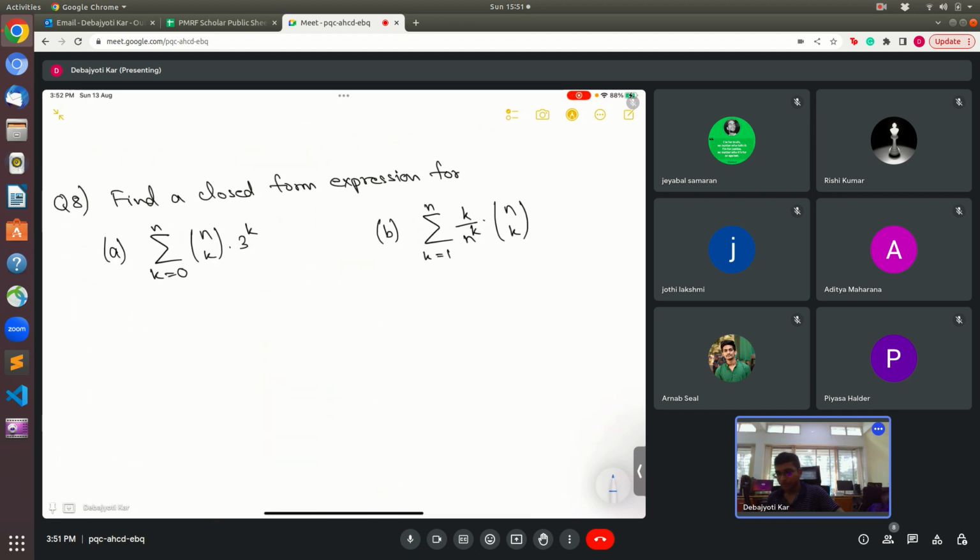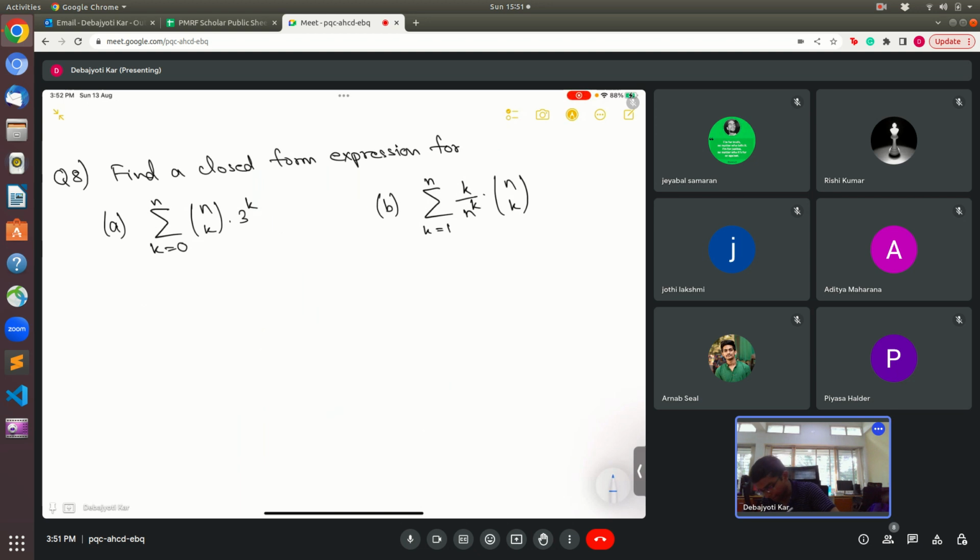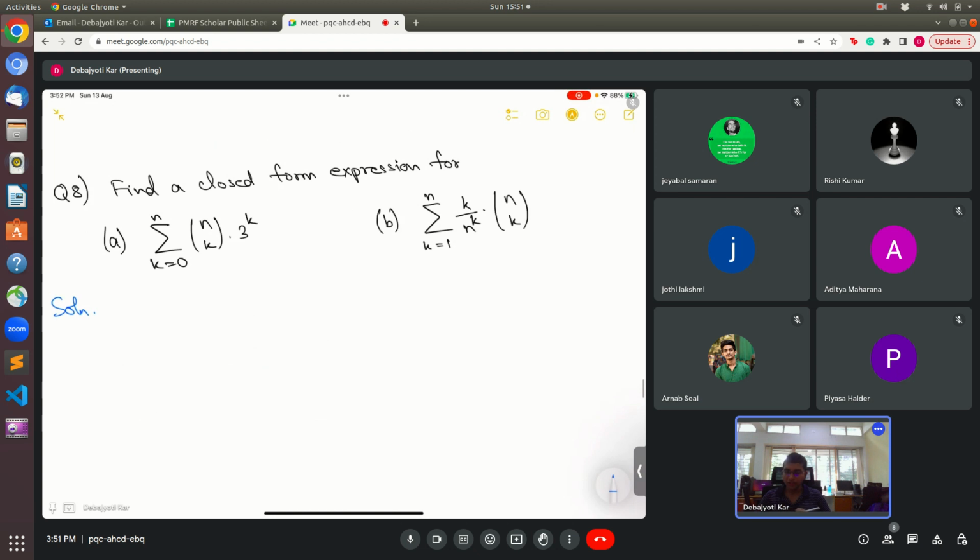So let's look at the next question. This says to find a closed form expression for these two quantities. The first is the summation k varying from 0 to n of n choose k times 3 to the power k. So this is a very direct question.